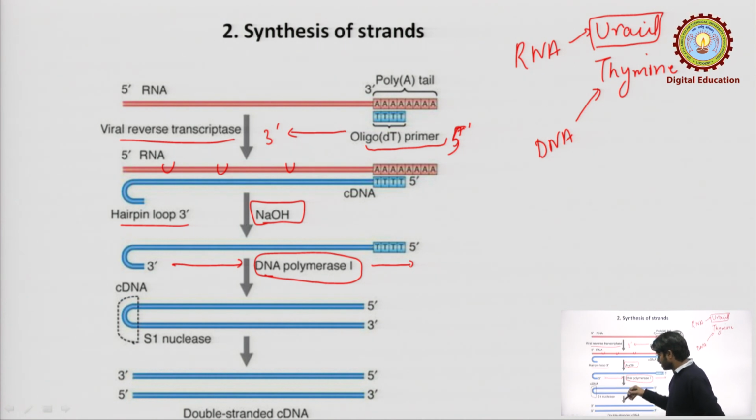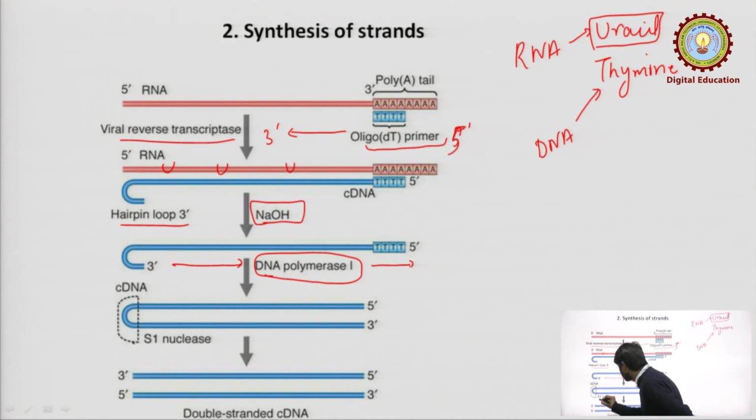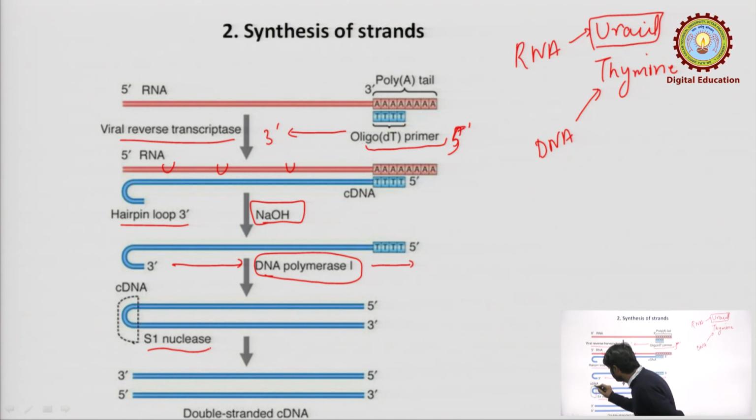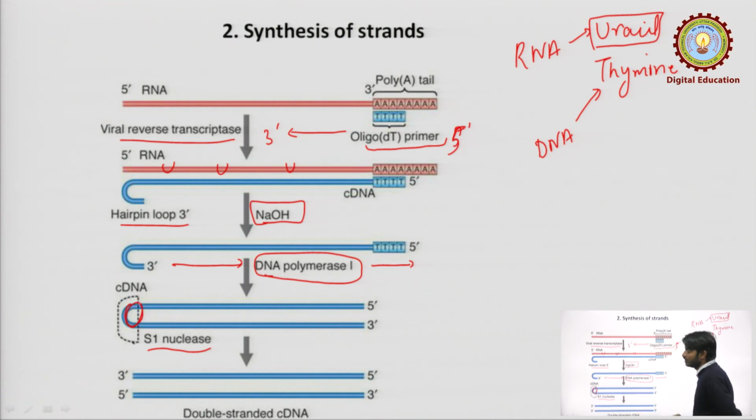So what will the next step contain? This is a loop, so we have to degrade this loop. So we will utilize another enzyme in this process, that is S1 nuclease. What S1 nuclease will do, it will cut down this part, it will act only on the loop part and degrade it, and what we will get is a double stranded DNA, or in this case we will call this a cDNA.